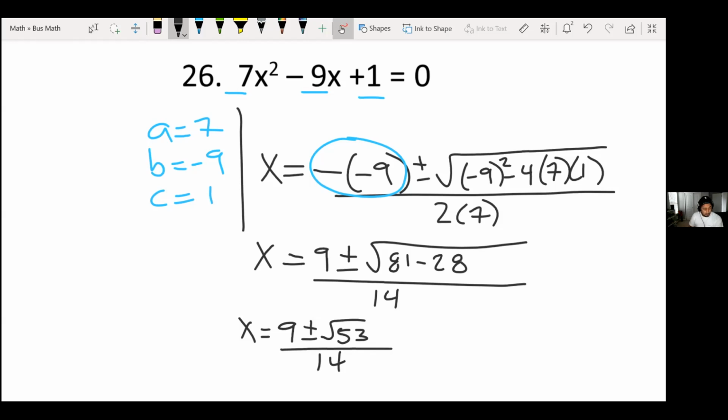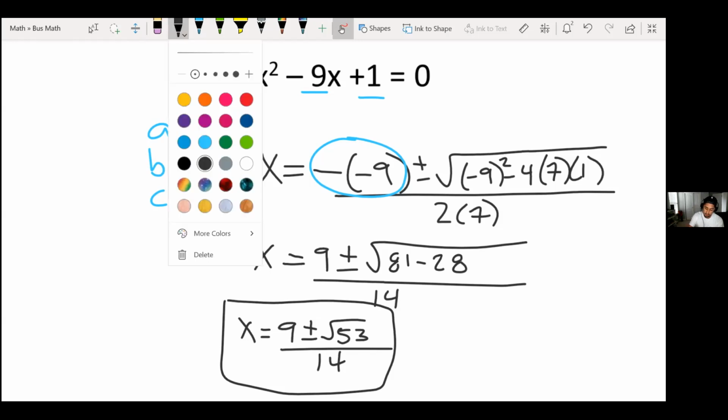Okay, square root of 53 does not break down. There are no other numbers that go into 53. So this is the way we can leave our answer. But like I said, since you are business majors, practice typing this into your calculator.